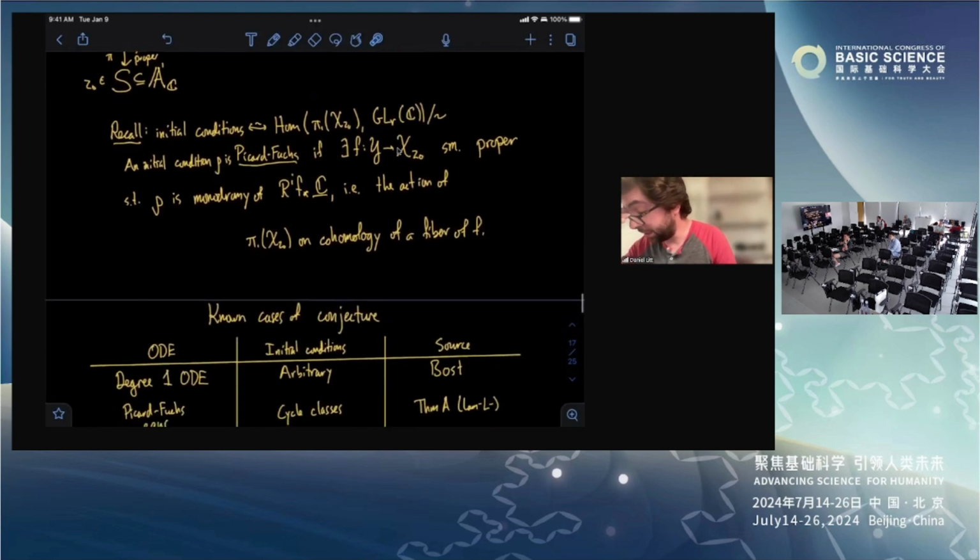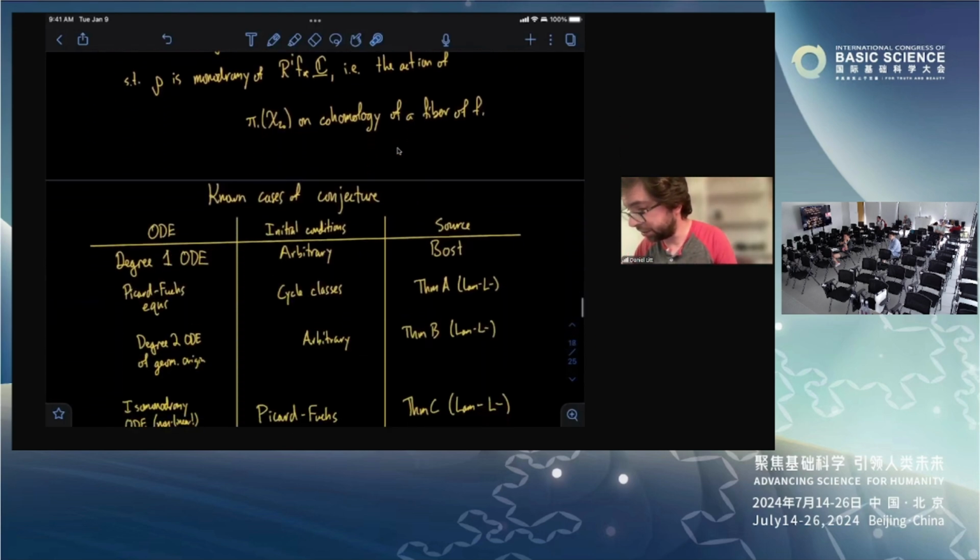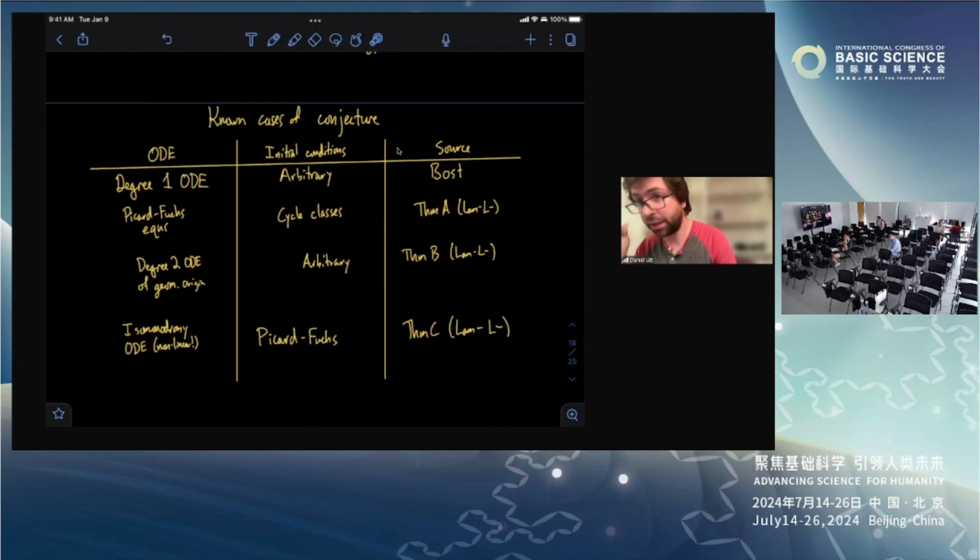Okay, so let me briefly describe the known cases of the conjecture and then give you some more idea of maybe why I think you should care about this particular isomonodromy case. And I'll try to say a little bit about what goes into proving this kind of statement.